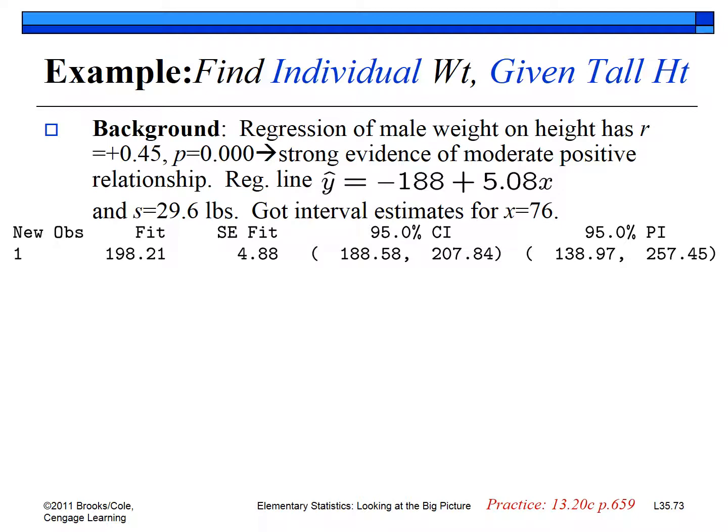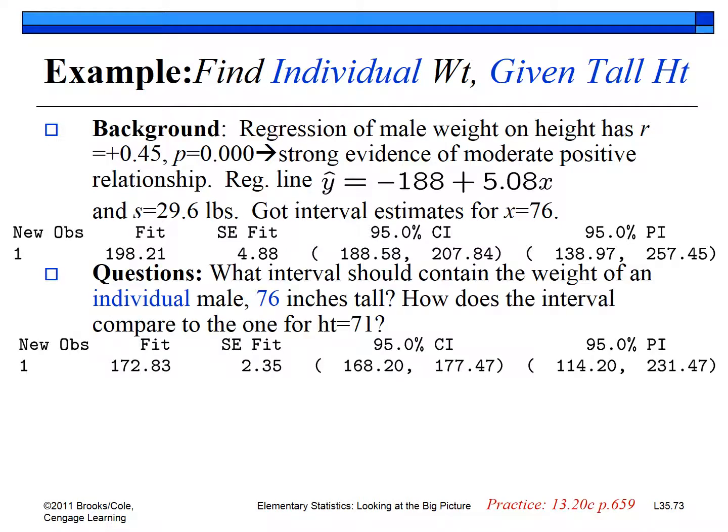So using software, we can find a confidence interval and prediction interval for height 76 inches. There they are. Which one of those would we want to look at if we're trying to guess the weight of an individual male that's 76 inches tall? And let's take a look at how that compares to the corresponding interval for height 71. Well, remember, if we're looking at an individual male, we're looking at a prediction interval. So that's the one we want to look at. There's the prediction interval for the weight of an individual male that's 76 inches tall.